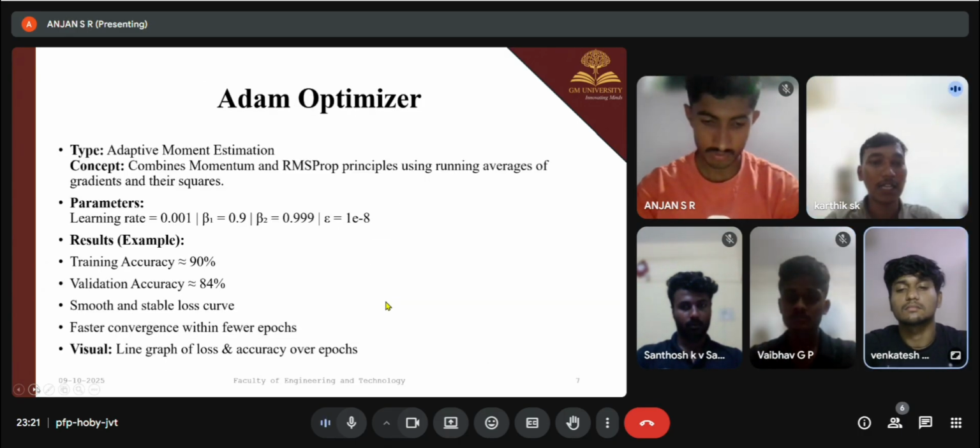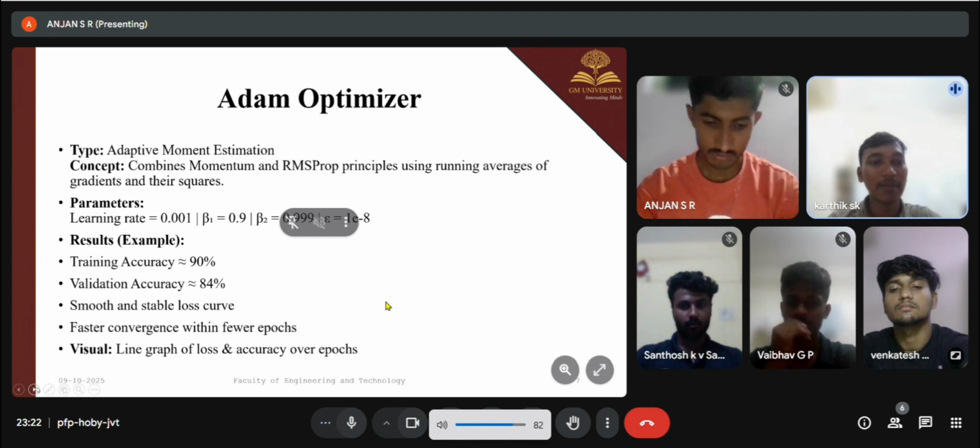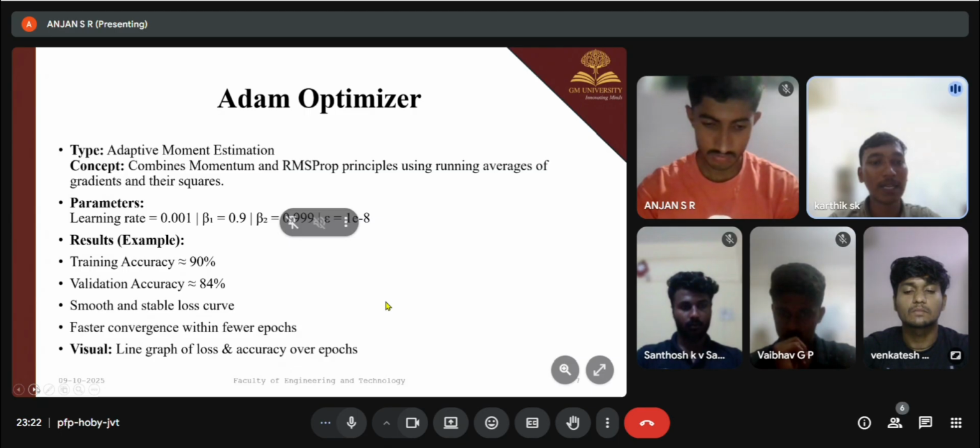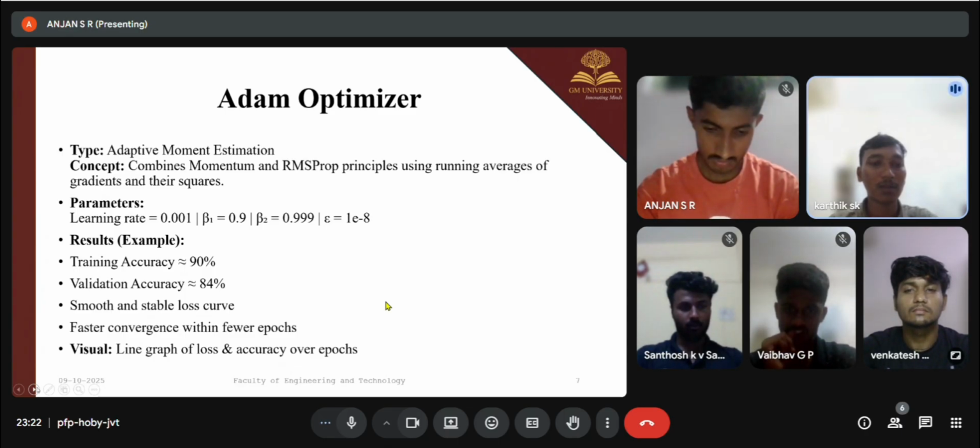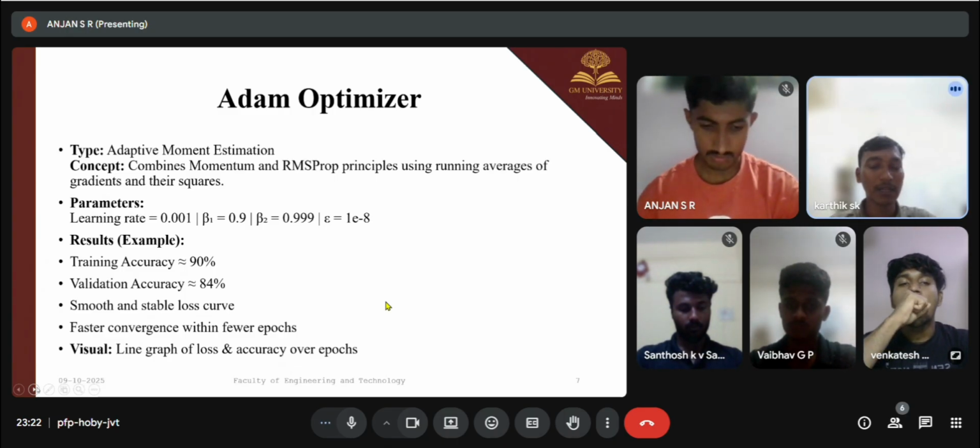Next is the Adam optimizer. Adam stands for adaptive moment estimation, and it combines momentum and RMSProp principles using running averages of gradients and their squares. We use a learning rate equal to 0.001 for training, beta 1 equal to 0.9 and beta 2 equal to 0.99, and epsilon equal to 1e-8, which are the parameters of our optimizer.